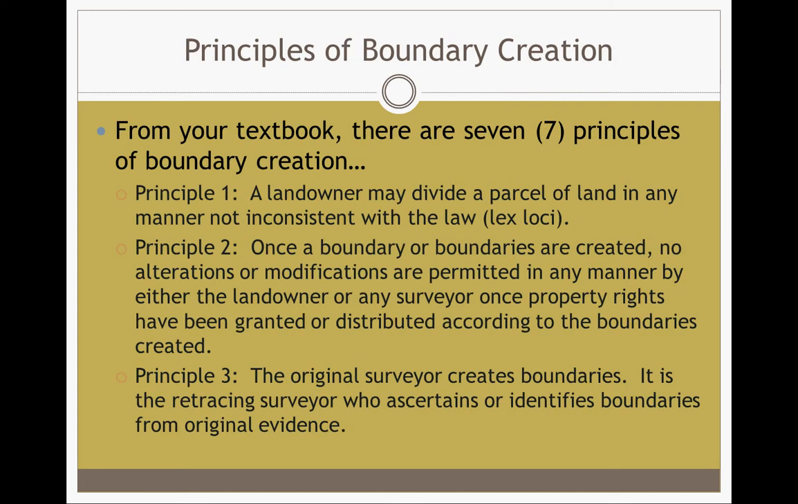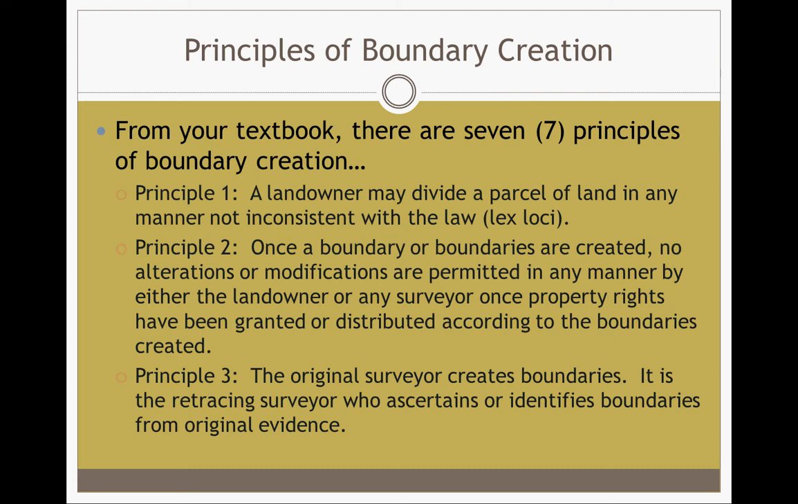So from your textbook, there are 7 principles of boundary creation in Chapter 2. Principle 1 is a landowner may divide a parcel of land in any manner not inconsistent with the law, and we call it lex loci, the local law, and that's really important to remember there. Principle 2, once a boundary or boundaries is created, no alterations or modifications are permitted in any manner by either the landowner or any surveyor once property rights have been granted or distributed according to the boundaries created. And we'll talk about that more in depth in just a few minutes.